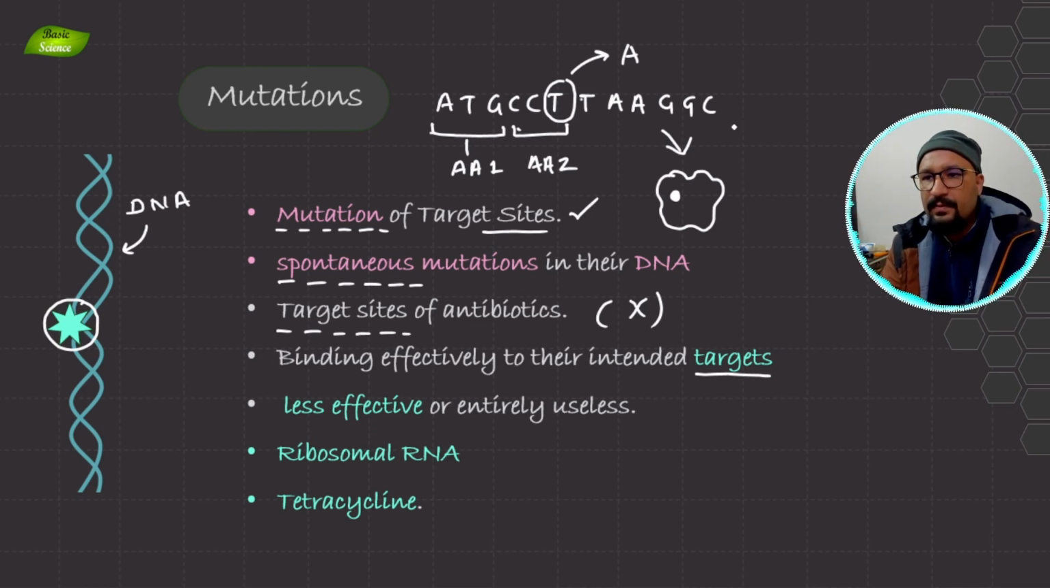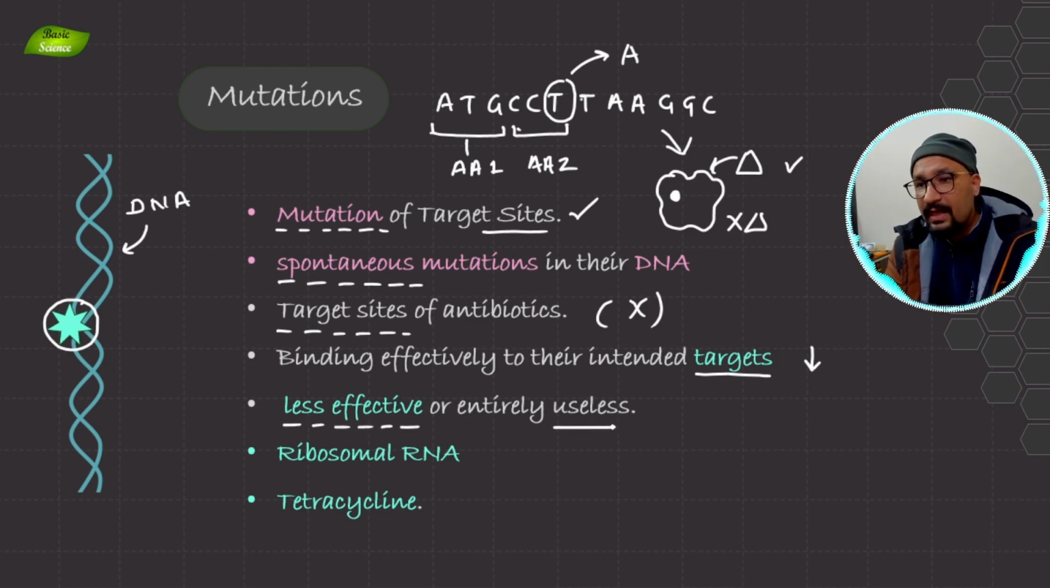So just imagine if this is the antibiotic. Without mutation, it is able to bind correctly, and with mutation, it is not able to bind effectively to the target. So binding effectively to the intended target is reduced. That can also lead to less activity of the antibiotics. Because of that, the antibiotic will be less effective, or it can also become entirely useless if the spontaneous mutations are significant.